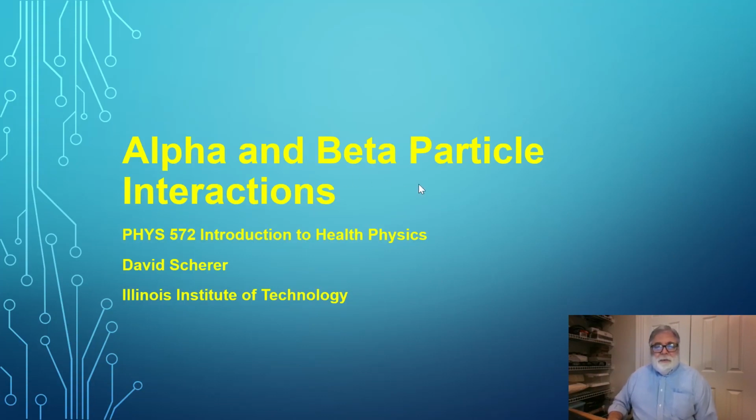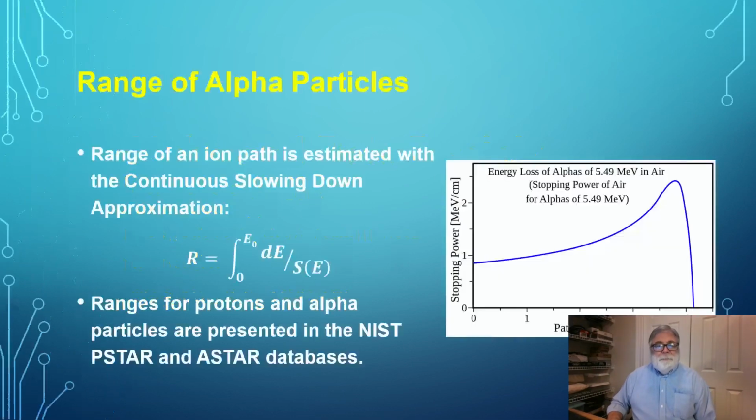Today we're going to talk about alpha and beta particles. We've talked about electrons, we've talked about alpha particles, but there are a few nuances that I want to cover this time. Then we'll give some examples at the end from medicine that might help show the practical use of some of this material.